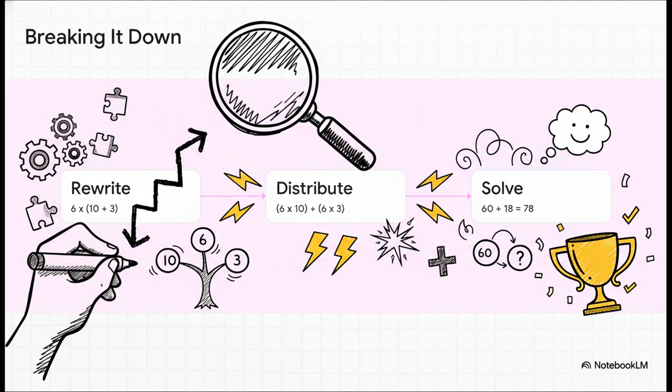And here's how that simple trick turns into a full solution. First, we rewrite the problem as 6 times, in parentheses, 10 plus 3. Next, we distribute that 6 to each number inside. So we do 6 times 10, which is 60, and 6 times 3, which is 18. Finally, you just add those two super simple answers together. 60 plus 18 is 78. See? We turned one hard problem into two easy ones.